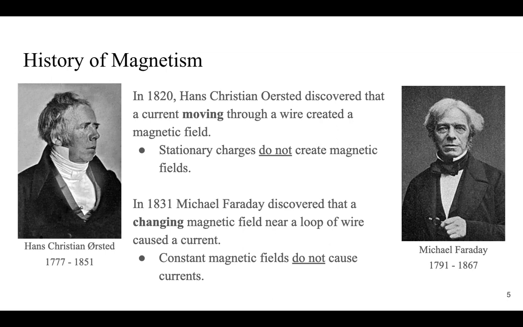So yeah, Ørsted discovered, quite by accident, that a current moving through a wire created a magnetic field. Again, he just happened to move a current through a wire near a compass, and he saw that this caused the compass to deflect. So he was quite surprised, and this ended up being very important. But anyhow, the important idea is the current has to be moving, or, current is moving charge. The charge has to be moving. So a stationary charge does not create a magnetic field. And kind of the flip of this is what Faraday discovered, that a changing magnetic field near a loop of wire causes a current. A constant magnetic field near a wire does not cause a current, but a changing magnetic field does.